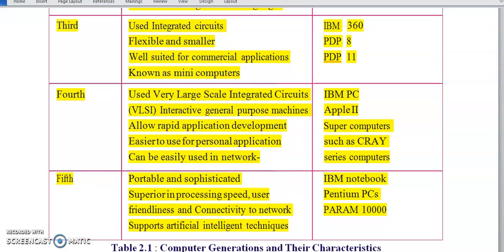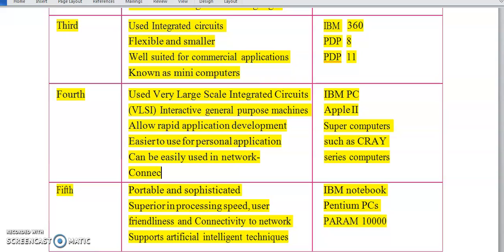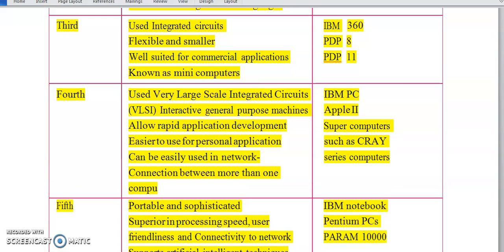What do you mean by network? Network means connection between more than one computer. You are aware of this word network. Sometimes the mobile network is not working. We always use this type of word. Network means connectivity between more than one person. Suppose a friends network, more than one friend. Mobile network, connectivity between more than one mobile. In the same way, when we connect computers with each other, it's called a computer network.